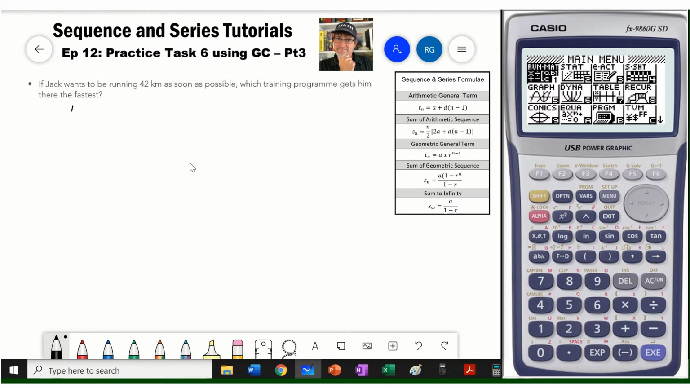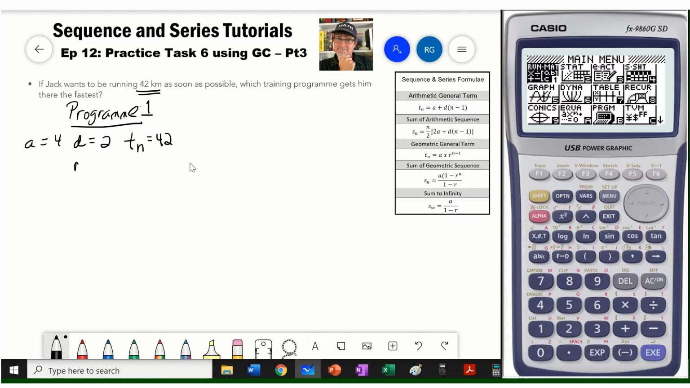Okay, so we've got program 1, and remember we've got a first term of 4, common difference of 2, and this 42, that's a term in the sequence. Which term? I don't know yet. That's what I need to find out. It's the term that gets him running 42 kilometers in a week. So, should we use our graphing calculator to solve this?